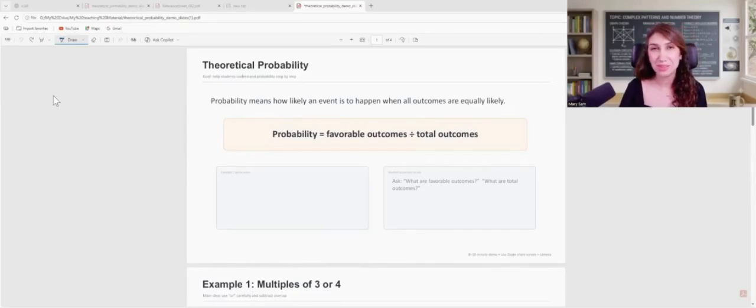Today we are going to learn about theoretical probability. What does that mean? Any idea? Good job. Probability means how likely an event is to happen when all outcomes are equally likely. Probability equals favorable outcomes divided by total outcomes.